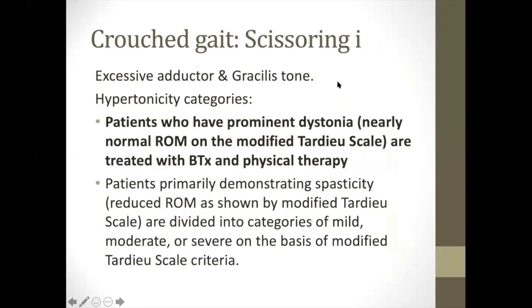Scissoring is usually produced because of gracilis muscle and adductor spasticity. I will show you a patient in the end, in whom there is gracilis tightness and adductor tightness with scissoring. In this, you can inject the muscles, the adductors and the gracilis. You inject the hamstring and adductors in different positions.